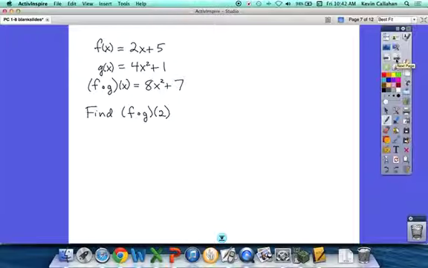Okay, now same functions. I've already done the f of g of x, so it's 8x squared plus 7. If you have to find f of g of a number, not the squared, f of g of 2 would be, since this is f of g of x, just put a 2 in the place of x here and here. 8 times 2 squared plus 7, which is 39.